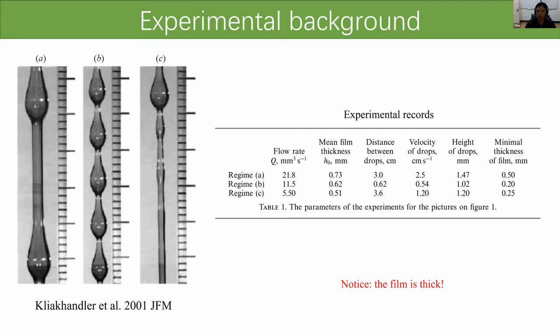And Kliakhandler et al. tried to explain the 3 different flow regions by using a thick film model. I will not talk about that thick film model because in their study, it seems that the thick film model can't predict the wave dynamics in the 3 regions.